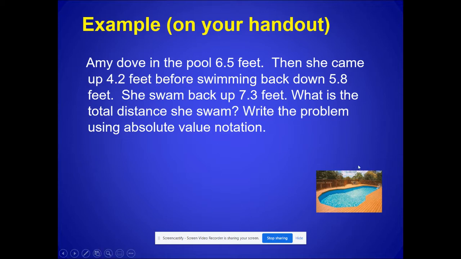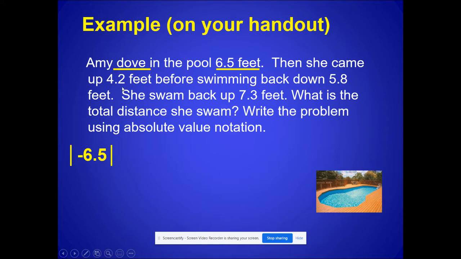So we're going to go back and look at the problem, and we need to write it in absolute value notation. So my first key words here is that Amy dove in the pool 6.5 feet. If she dives in the pool, that would be a negative integer. So I'm going to write the absolute value of negative 6.5.